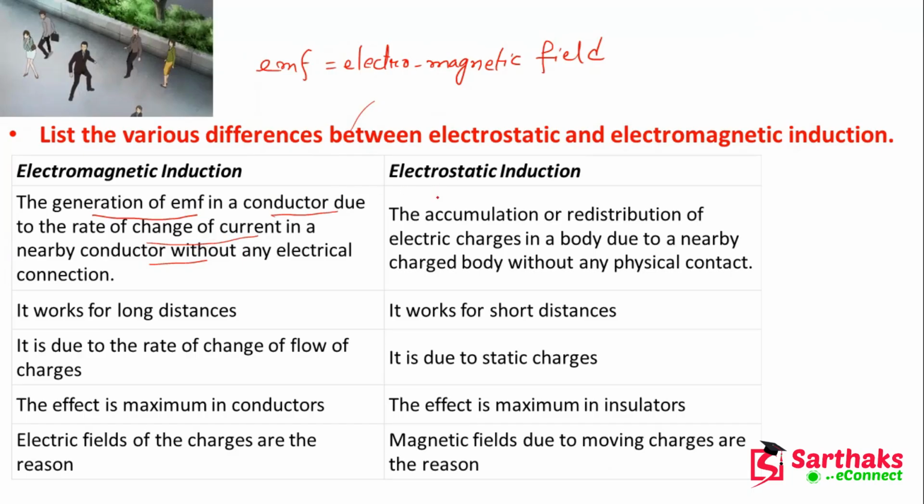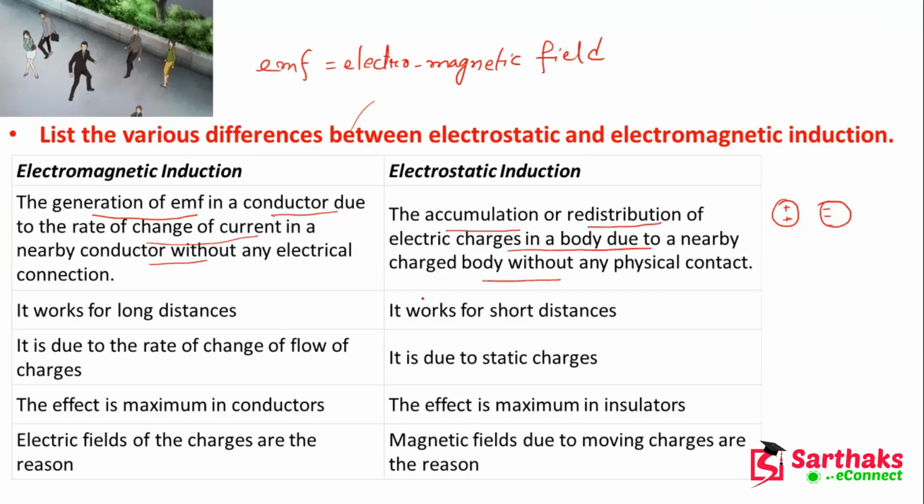And electrostatic induction is the accumulation or redistribution of electric charges in a body due to a nearby charged body without any physical contact. Suppose you have a charged body or a neutral body, and some positive charges here, then some negative charges will appear here. That is electrostatic induction.